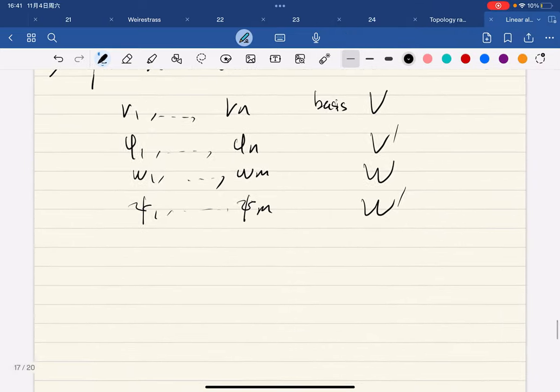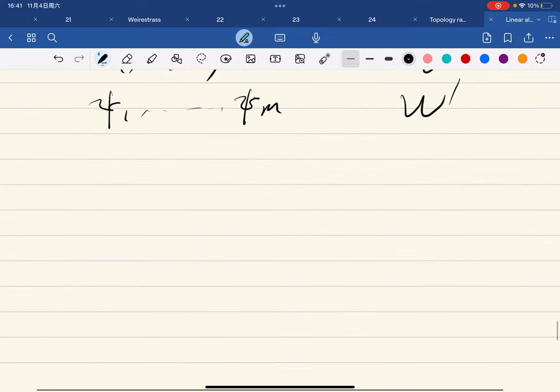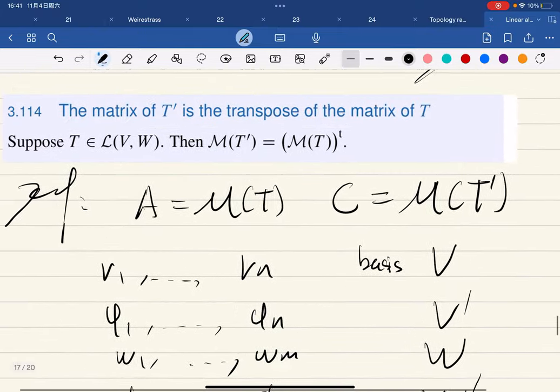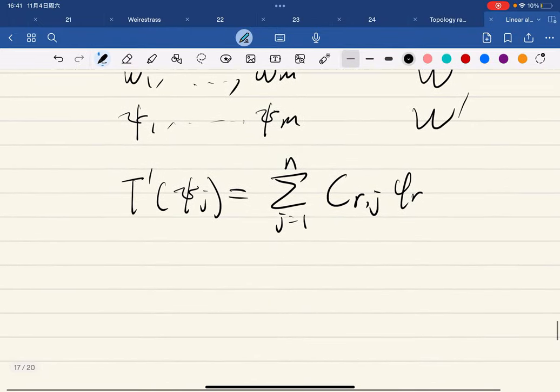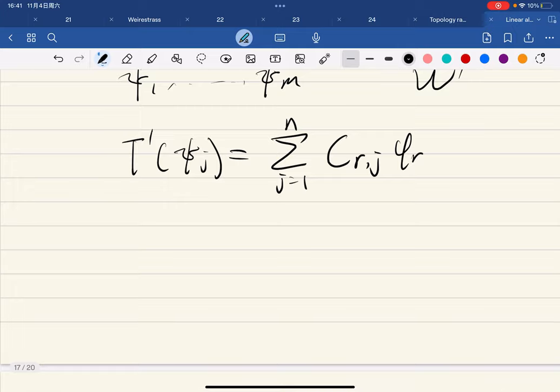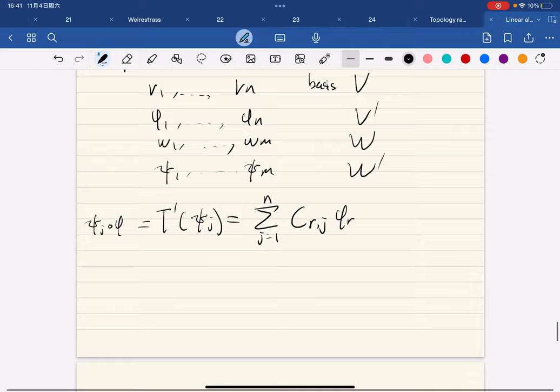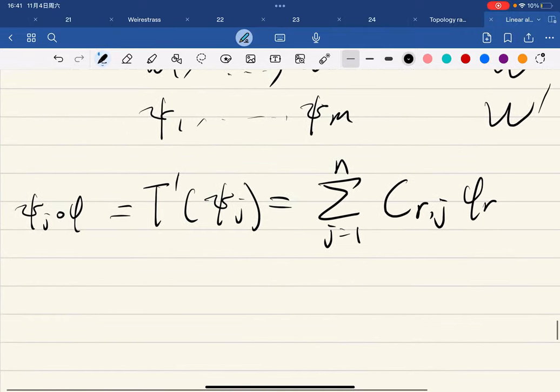One more page. So first we know that T prime of psi j, the matrix, is equal to C R J times phi of R J from 1 to n. And also this is equal to psi j of phi of t.